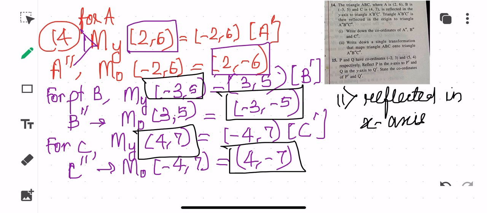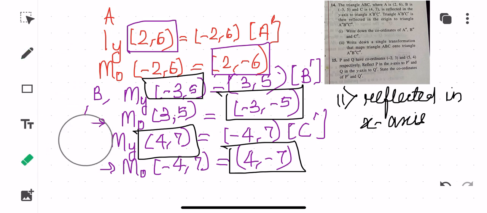We'll be now looking into the next sum. Okay, so what is the next sum, children? It says, see, this is question number 15. We'll just erase this. So in question number 15, the question says, P and Q have coordinates minus 2 comma 3 and 5 comma 4 respectively. Reflect P in the x-axis to P dash and Q in the y-axis to Q dash, and state the coordinates of P dash and Q dash.